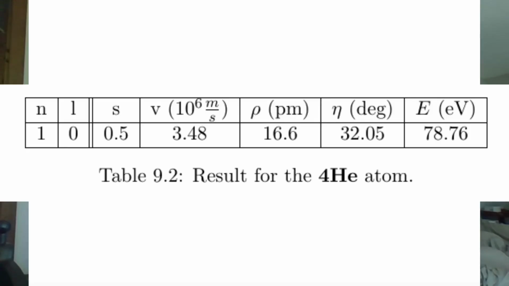Okay, so now we leave the helium. Of course, you see the values in the table. It's about the same, reasonable results. If you have some per mil difference in energy, it's not so bad.